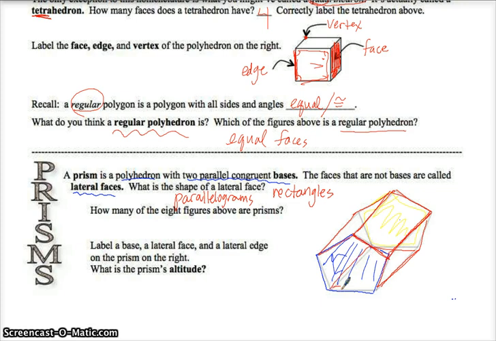If these lateral faces are rectangles, then this distance right here, the length of the side of a lateral face, is also known as the height or the altitude of your prism.